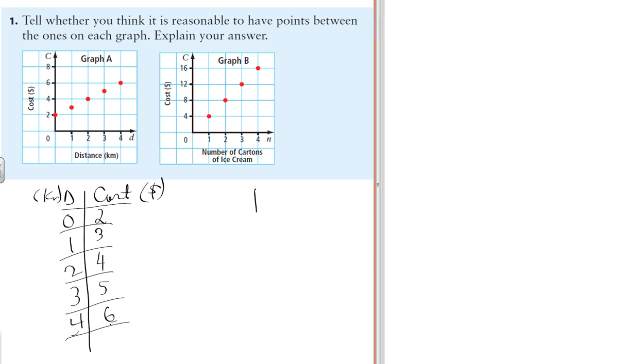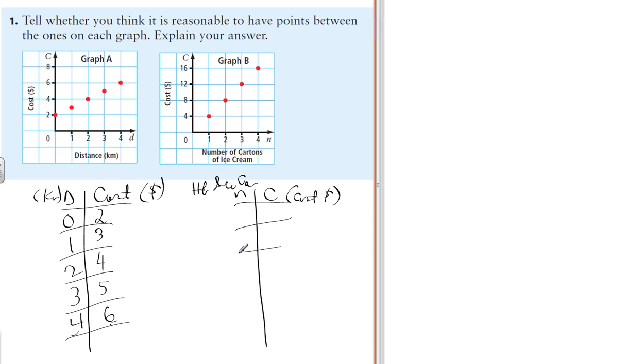And for the second question, we have our X, Y, and again, this one's cost in dollars, and over here it's number of cartons of ice cream. And again, this is my sequential one, my x-axis. So I'll put N, which is number of cartons of ice cream. Number of ice cream. That's the worst ice cream ever. And this one here is your C for cost in dollars.